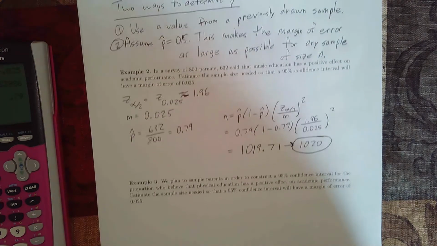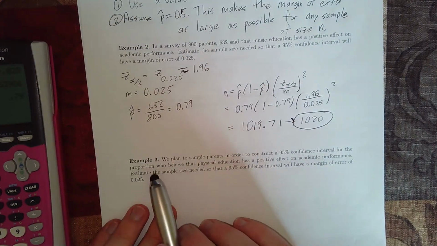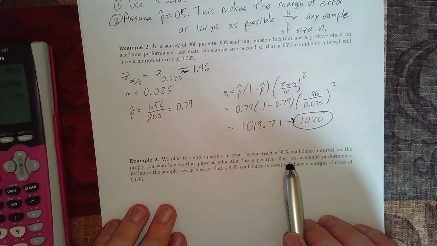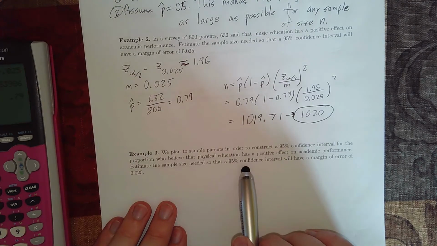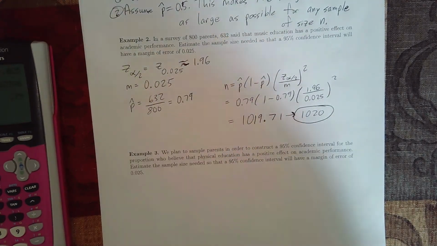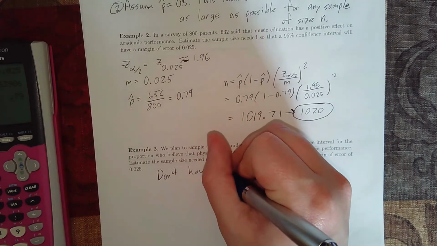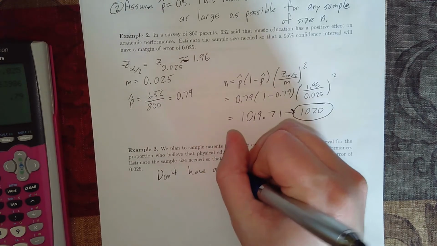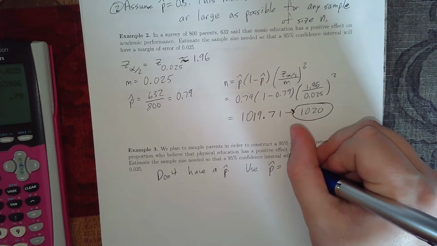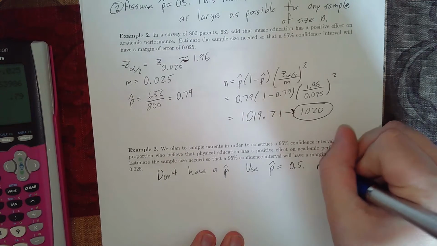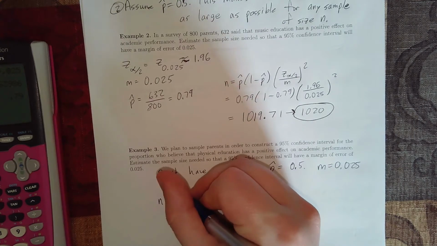So let's say we want to construct a 95% confidence interval for something else. We want to look at a 95% confidence interval for the proportion who believe physical education has a positive impact on academic performance. And we want to estimate our sample size needed for a 95% confidence interval with a certain margin of error. So here, in this example, we don't have a p hat to use. So we'll use the worst case scenario of p hat equals 0.5.